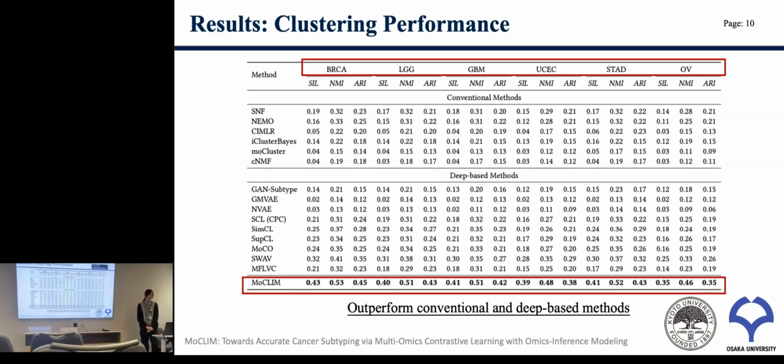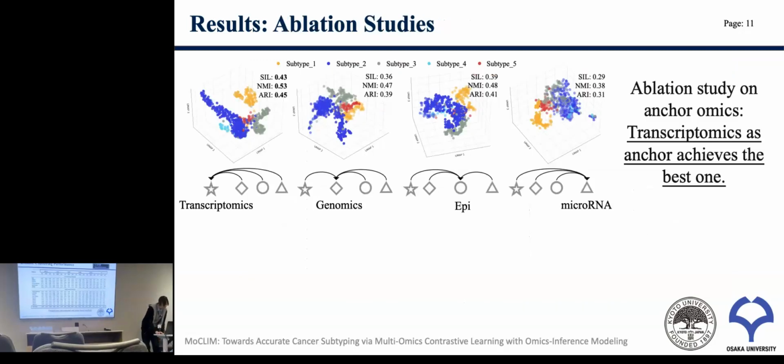Next shows the clustering performance. We show the results for all of our 6 datasets. We can see that on all of them, the proposed platform can outperform the conventional methods and also the deep learning based methods. The conventional methods use traditional statistical models, and for the deep learning models we have different learning structures, like the generative ones, and also the contrastive learning ones.